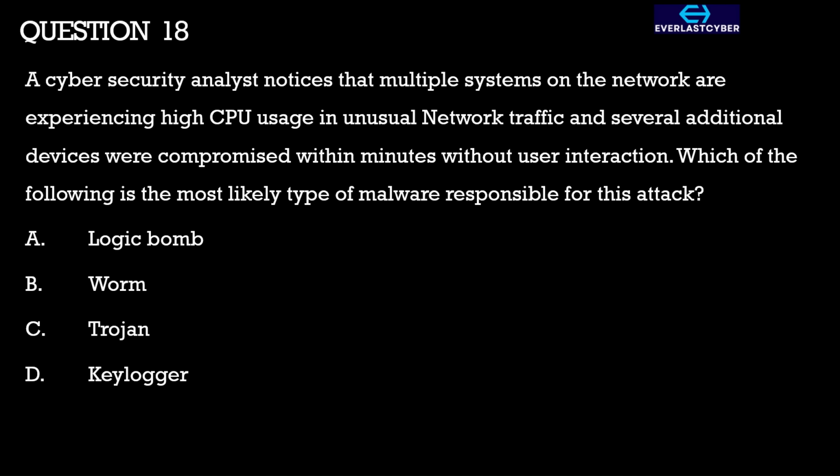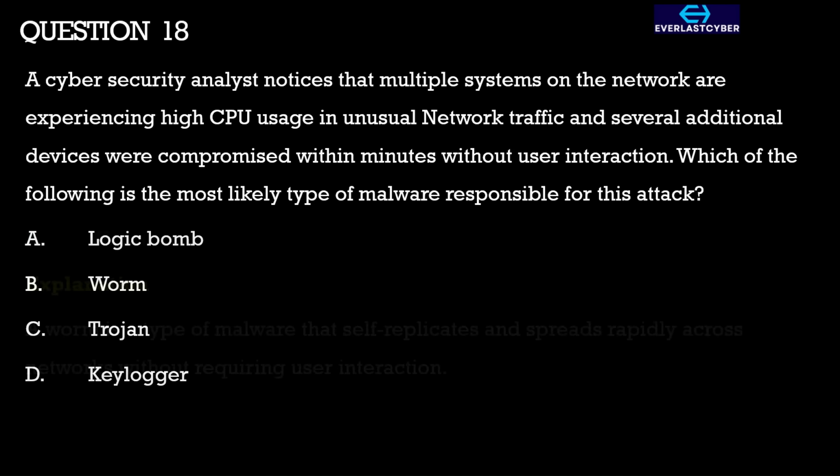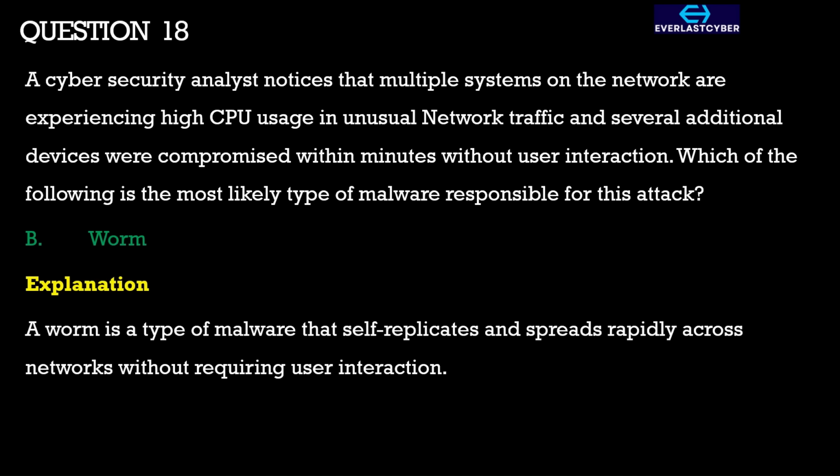A Trojan requires user interaction to be installed, and it also does not self-replicate or spread autonomously. A keylogger records keystrokes silently, however, it doesn't cause high CPU or network spread. So our answer here based on the scenario is a worm because it self-replicates and it doesn't need any user interaction. It self-replicates on its own across networks.